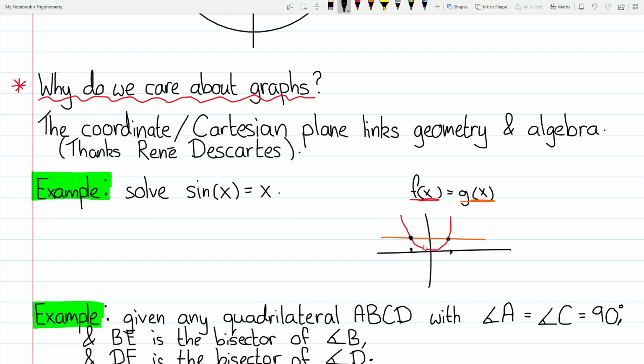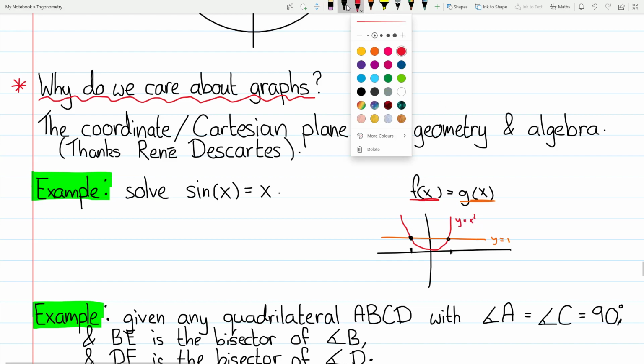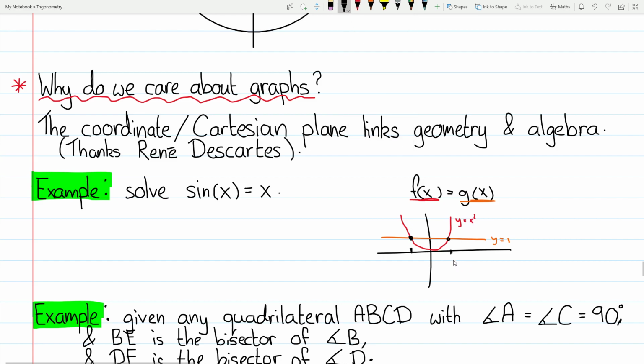Okay? So here I've drawn y equals 1, and here is y equals x squared. So these two values, what when squared equals 1? Well, we have 1 and negative 1. And this is precisely those two points, the points that satisfy the equation.